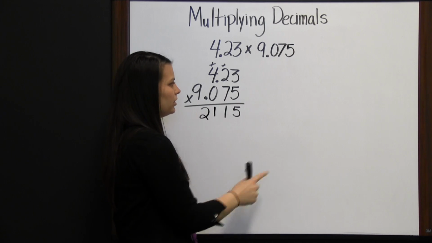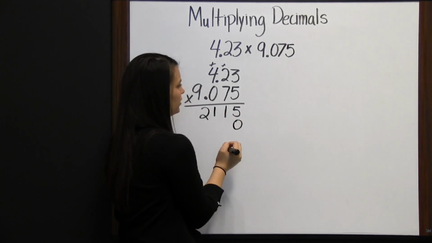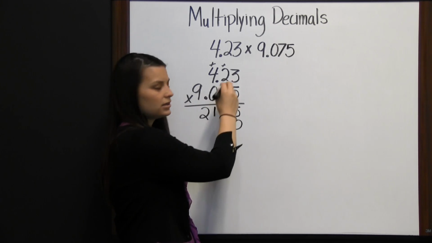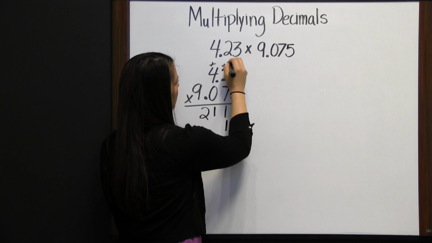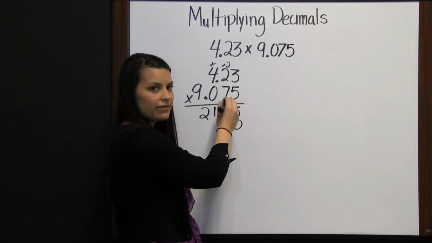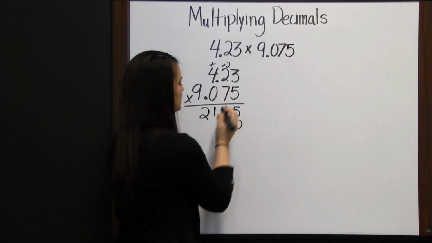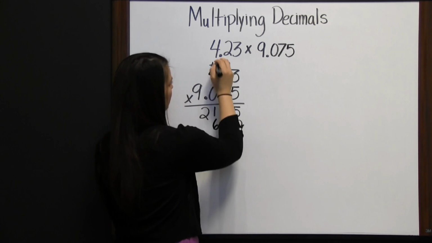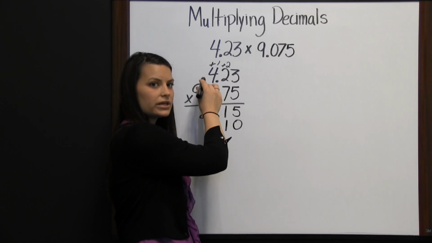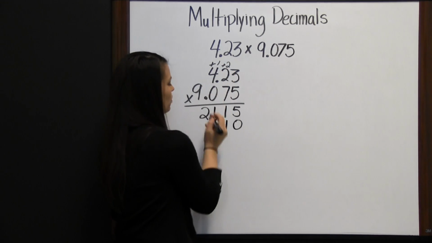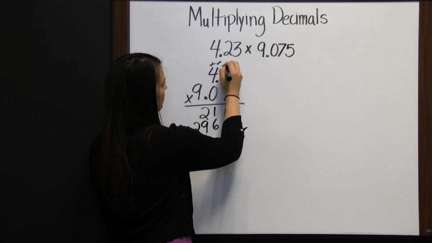For our next number, now that we're multiplying times the 7, we need a 0 placeholder. 7 times 3 is 21. Write your 1, carry your 2. 7 times 2 is 14, plus 2 is 16. Write your 6, carry your 1. 7 times 4 is 28, plus 1 is 29. Get rid of those.